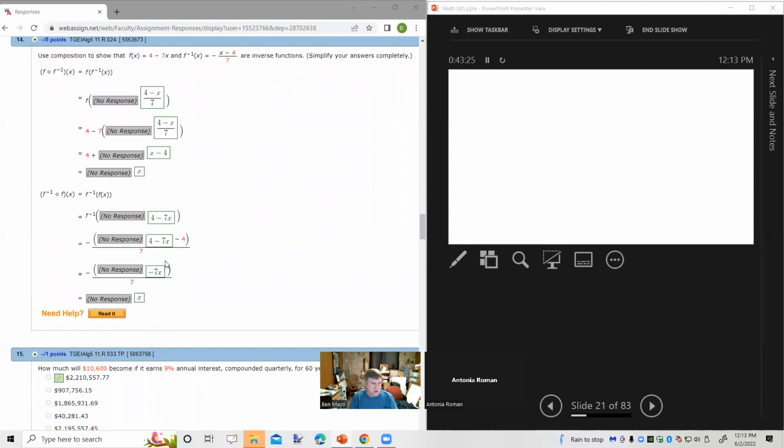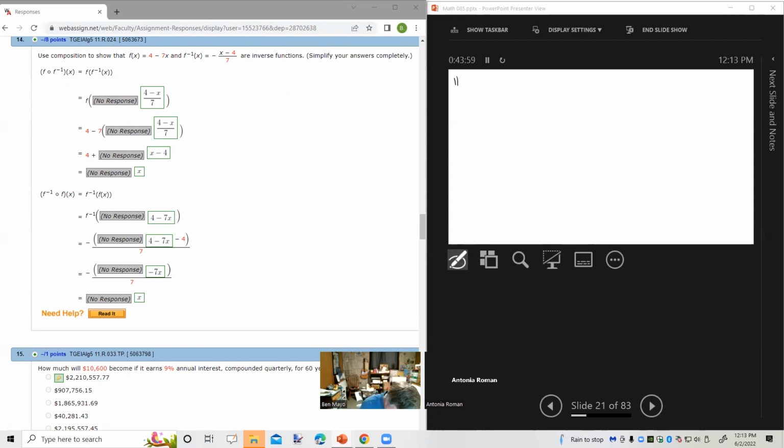Use composition to show that f of x equals 4 minus 7x and f inverse of x equals negative that, or inverse functions. Simplify your answer completely. Okay, so basically we're going to compose them in both directions. And this whole fill in the blank thing again, I know is kind of confusing. So I'll do the problem and then I'll come back and talk about what goes where and why.